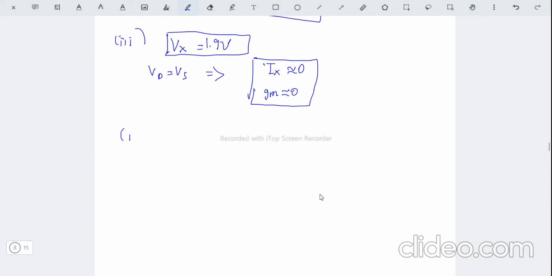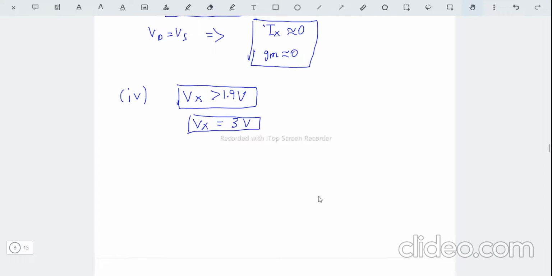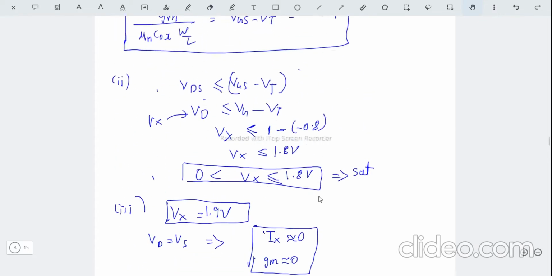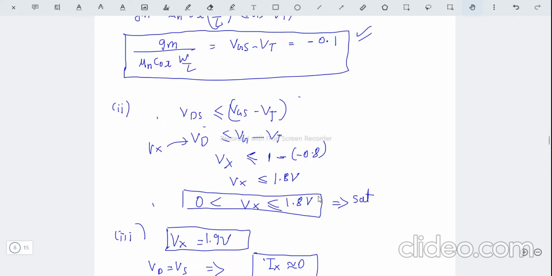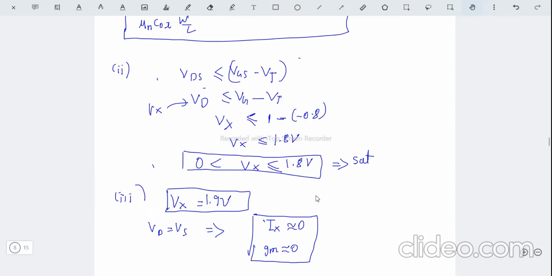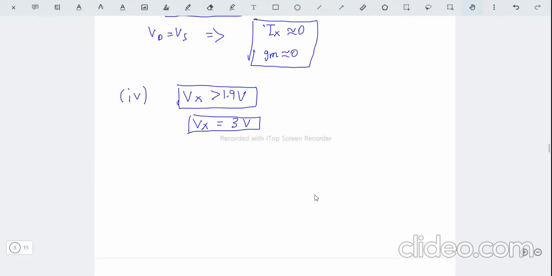Now we shall consider a case where Vx is greater than 1.9 volts, and we shall take a number which is the upper range of the Vx, which is 3 volts. So we know the condition when Vx is at most 1.8 volts, it was in saturation. Once Vx crosses this 1.8 volts, it will go out of the saturation and it will reach the triode region.